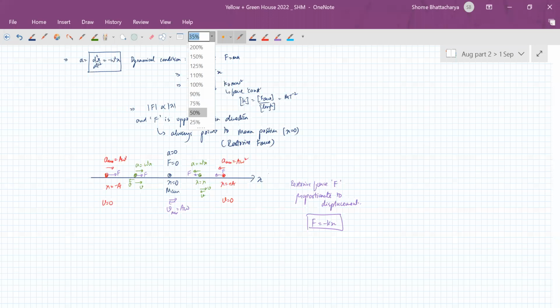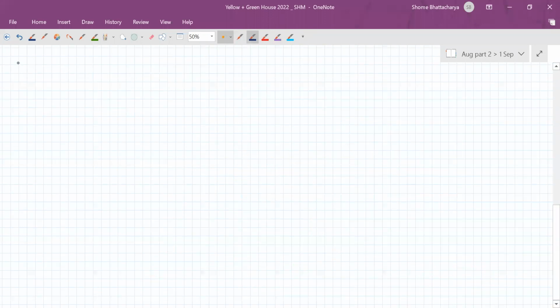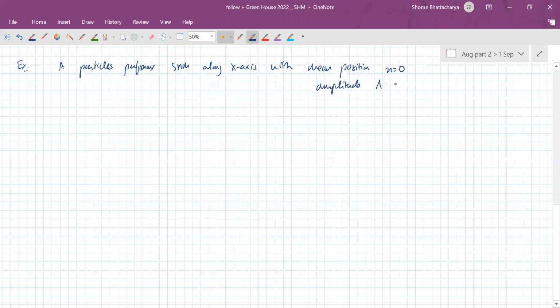So now for example, if we have a situation like this, given that a particle performs SHM along the x-axis with mean position x equal to 0 and amplitude a equal to, let's say, 2 centimeters, and time period, let's say 10 milliseconds. So it's a very fast kind of oscillation.